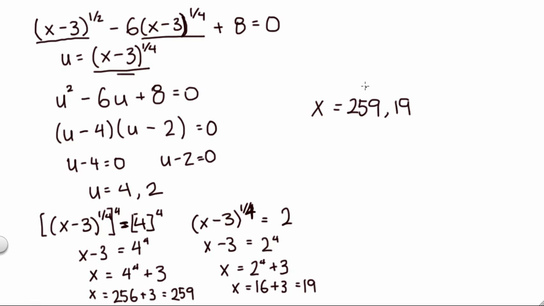Please be sure to plug them back into the original equation and make sure that it equals 0 when you plug things in.